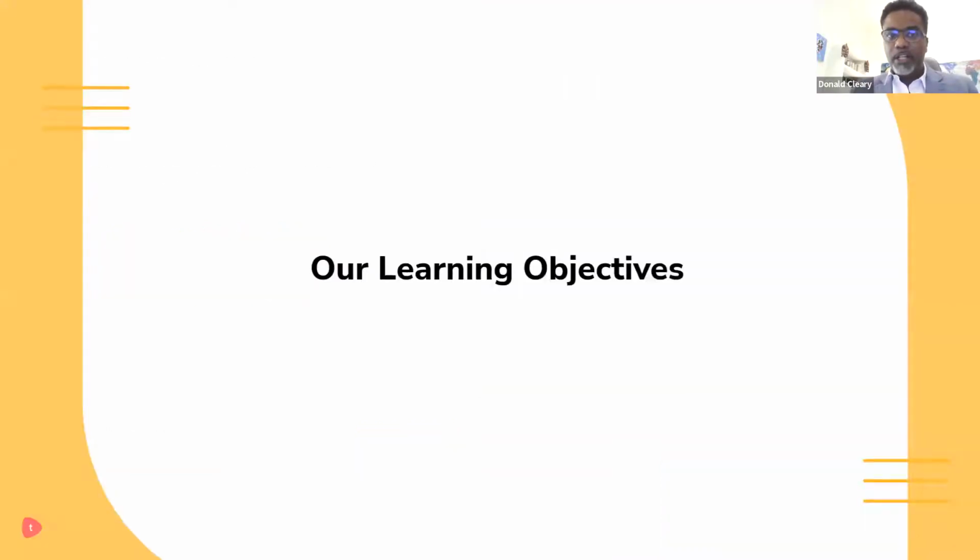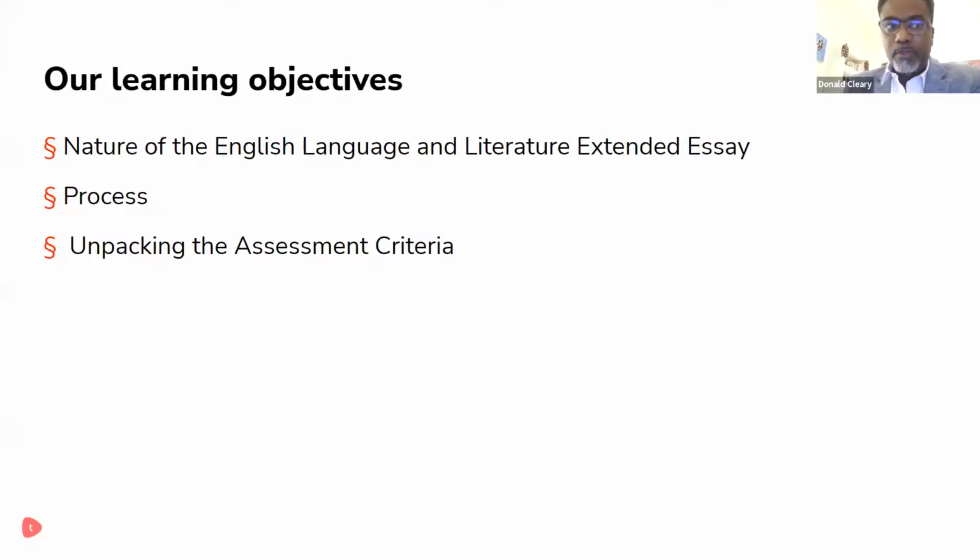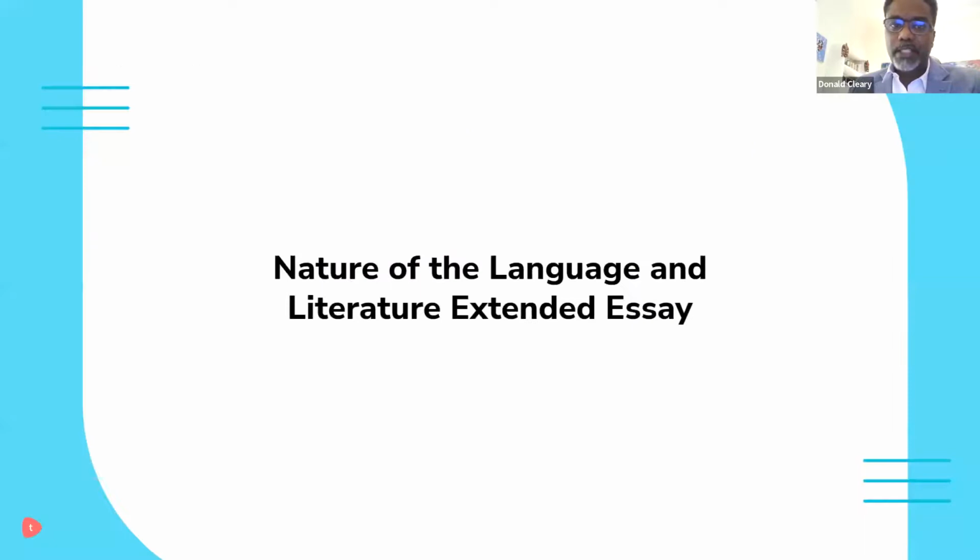I'm going to talk to you a bit about the way I approach the extended essay, and hopefully you can glean some things from this in your own practice. We're going to do three things today. I'm going to talk about the nature of the English Lang & Lit extended essay. I'm going to walk you through the process that I walk my students through. And then I'm going to unpack the assessment criteria. Hopefully by the end of this, you will have some good pointers that you can work with when you work with your own students. So let's start.